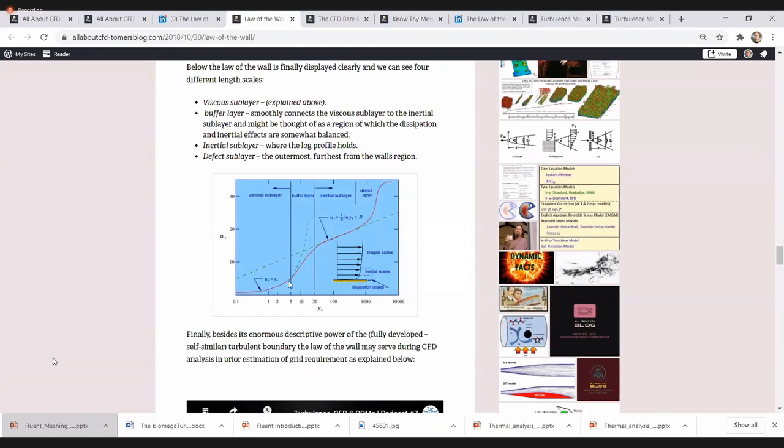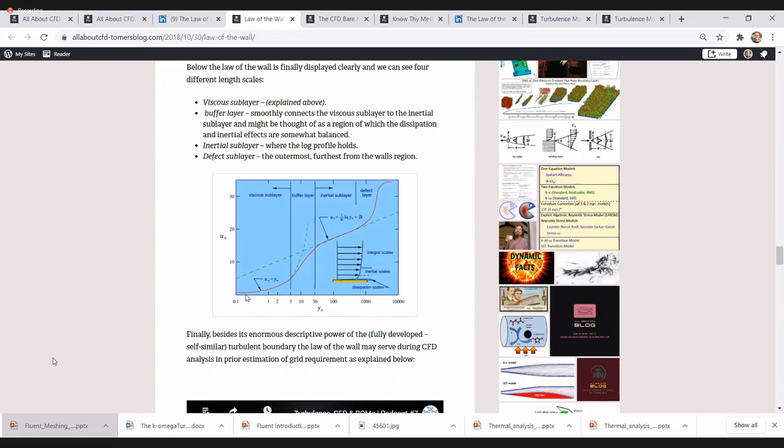Okay, this is a logarithmic graph. The y plus is a universal distance from the wall. From every y plus, we can calculate physical y, which means that we need to place the first cell away from the wall at this physical y.